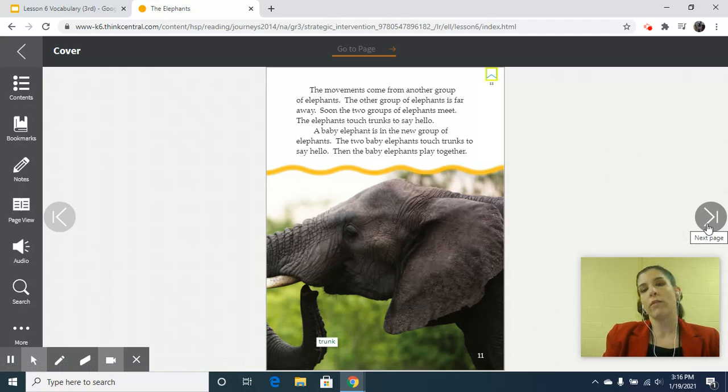So the movements come from another group of elephants. The other group of elephants is far away. Soon the two groups of elephants meet. The elephants touch trunks to say hello. A baby elephant is in the new group of elephants. The two baby elephants touch trunks to say hello, and the baby elephants play together. Oh, that's so cute. So even though they're two baby elephants, they still know that they have to use their trunks to say hi to each other.